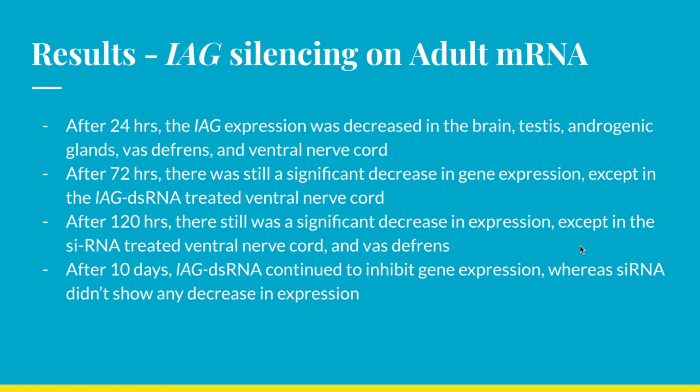The second part tested the IAG silencing on adult mRNA. After 24 hours, the IAG expression was decreased in the brain, testes, androgenic glands, vas deferens, and the ventral nerve cord. After 72 hours, there was still a significant decrease in gene expression, except in the IAG dsRNA-treated ventral nerve cord. After 120 hours, there was still a significant decrease in expression, except in the siRNA-treated ventral nerve cord and vas deferens. After 10 days, IAG dsRNA continued to inhibit gene expression, whereas siRNA didn't show any decrease in expression.